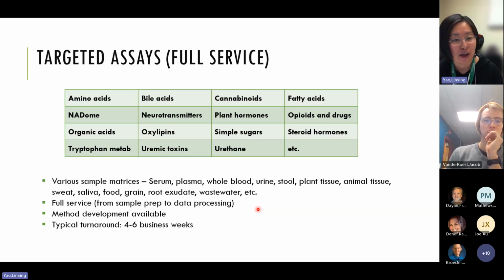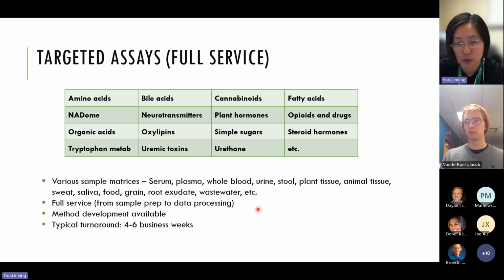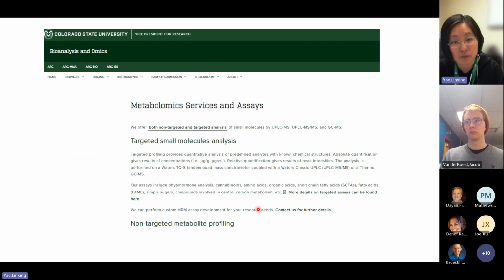The typical turnaround time for a reasonable sample size like 100 or a smaller sample size is 4 to 6 business weeks if this is an established assay. So I encourage you to check out our website to learn more about the targeted small molecule analysis that we can offer, and don't hesitate to contact us if you have a research need in this area.